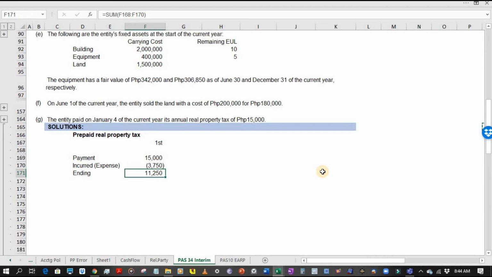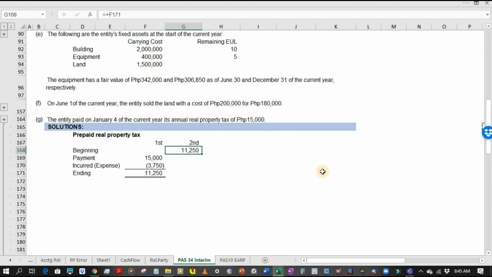But for the income statement, the real property tax expense that will only appear in the first quarter income statement is 3,750 pesos. So now let us proceed to the second quarter. Of course, as of the start of the second quarter, we have a beginning balance of 11,250. So the 11,250 will be expired for the remaining 9 months of the year.